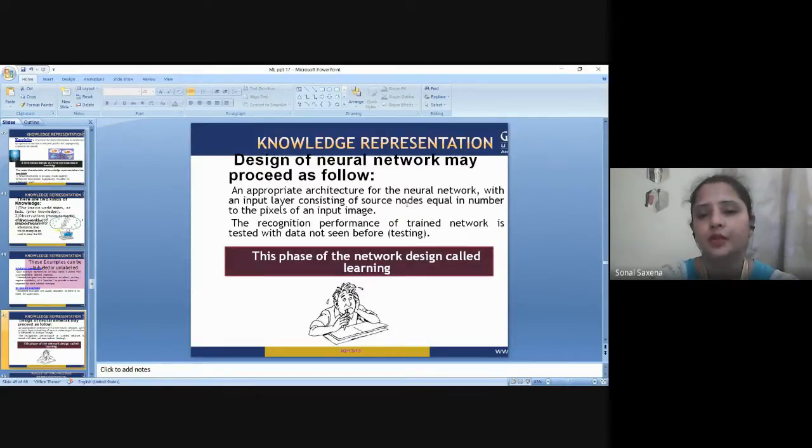Now, design of a neural network may proceed as follows. An appropriate architecture for the neural network is chosen, with an input layer consisting of source nodes equal in number to the pixels of an input image. Now, the recognition performance of the trained network is tested with data not seen before. This phase of the network design is called learning.